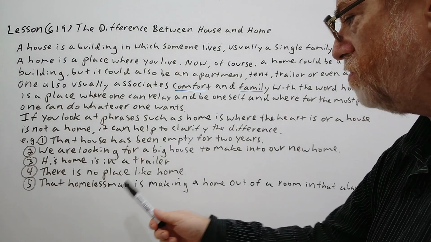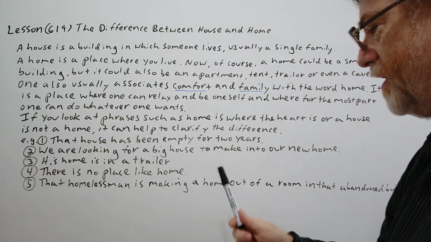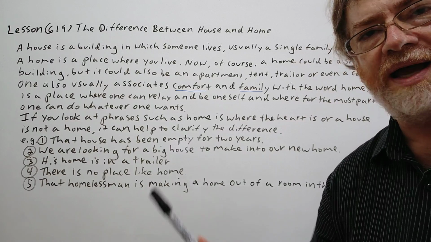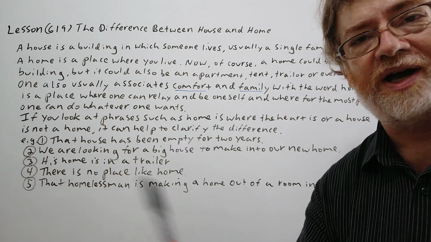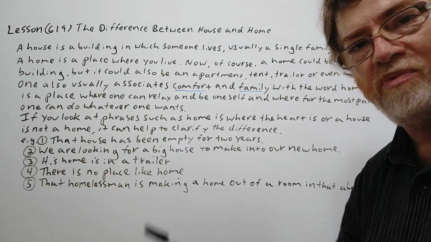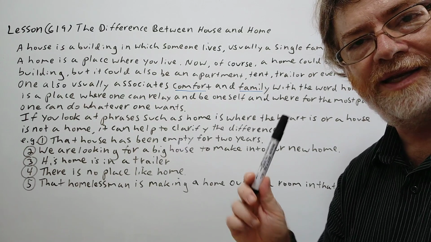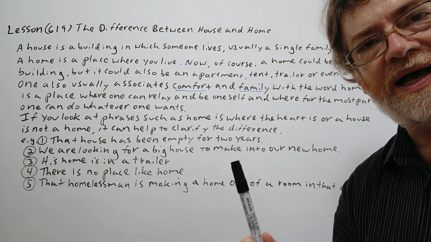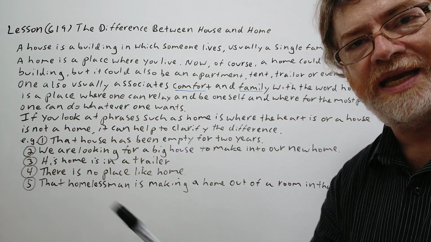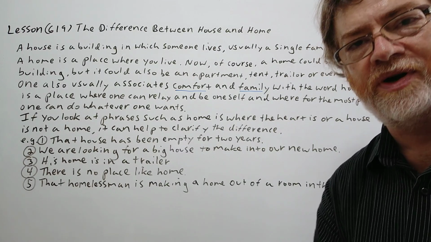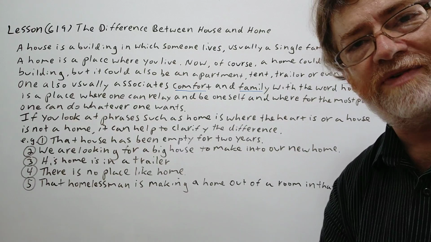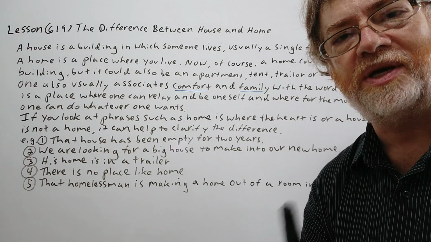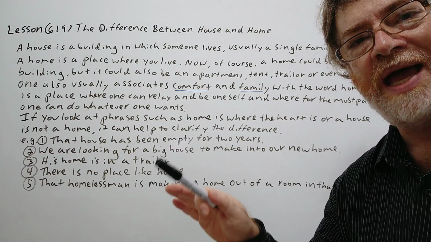Okay, and of course that homeless man is making a home out of a room in that abandoned building. So, first of all, he is homeless, but he finds a place and he tries to make it into his home. Maybe nobody else is there. Nobody's doing anything with it, so he's just using it in the meantime. And maybe he puts all his stuff in there. At night, he has some shelter, so he has some comfort, and he's kind of making it into his home, even though he doesn't own it. He's not even supposed to be there. But this is the sense where you can kind of clearly see the difference between house and home.